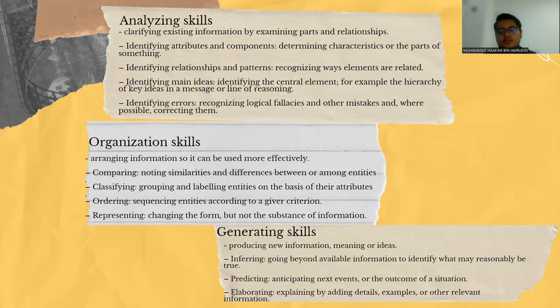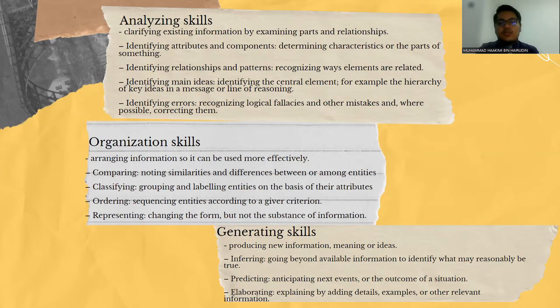The fifth point is organizing skills, by arranging information so it can be used more effectively. By comparing, noting similarities and differences between or among entities, and classifying by grouping and labeling entities on the basis of their attributes, and by ordering, sequencing entities according to a given criterion. And we should be presenting by changing the form but not the substance of information.